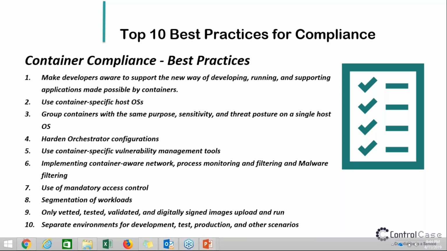Next is container aware network monitoring and filtering, which would detect anomalous connections to other containers during an attempt to map other systems. The use of mandatory access control capabilities can provide additional barriers to ensure that process and file system activity is still segmented within the defined boundaries.